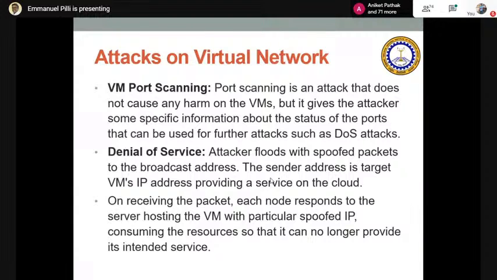VM port scanning: just like spoofing is possible, scanning is also possible. It does not cause any harm on the virtual machine, but it gives the insider specific information about the status of the ports and how they can be used. Whether it is virtualized or not, and other things, can be easily found out.